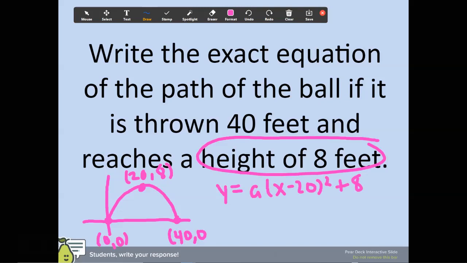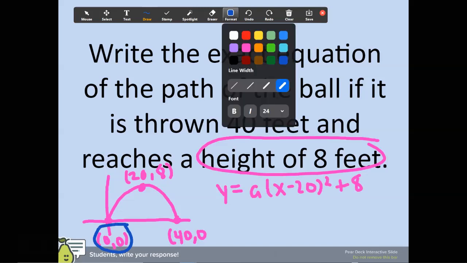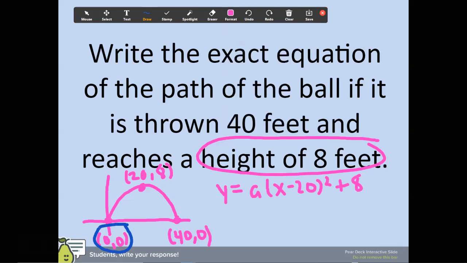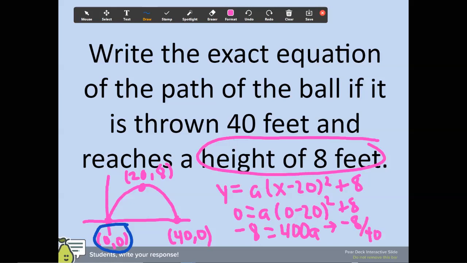Now to find my a, I'm going to use one of the points, not my vertex. I would prefer to use 0, 0 than 40, 0. So I am going to do 0 is equal to a times 0 minus 20 squared plus 8. So I get 0, here, I'm going to bring over the 8. So I'm going to get negative 8 is equal to, and when I do 0 minus 20, I get negative 20. Negative 20 squared is 400. So I get 400a.